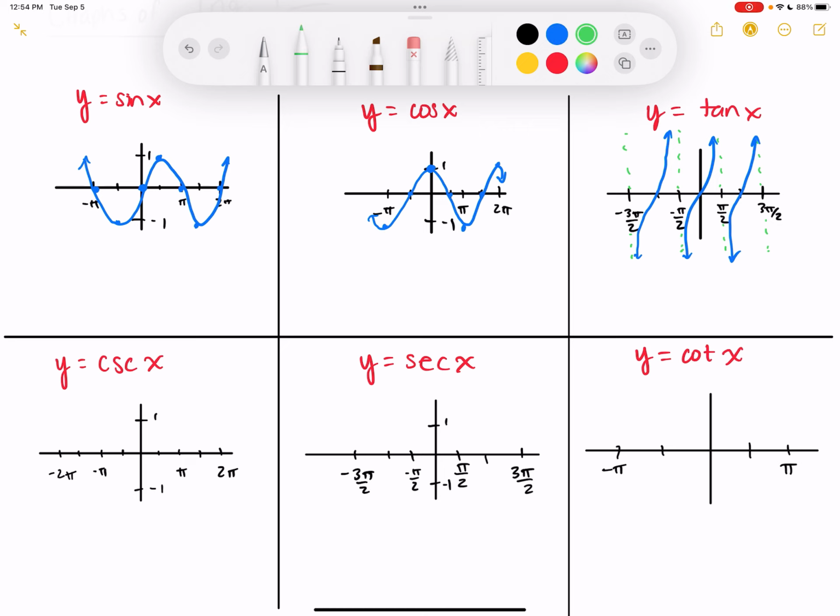Alright, cosecant has asymptotes on the pi's. And also at 0.